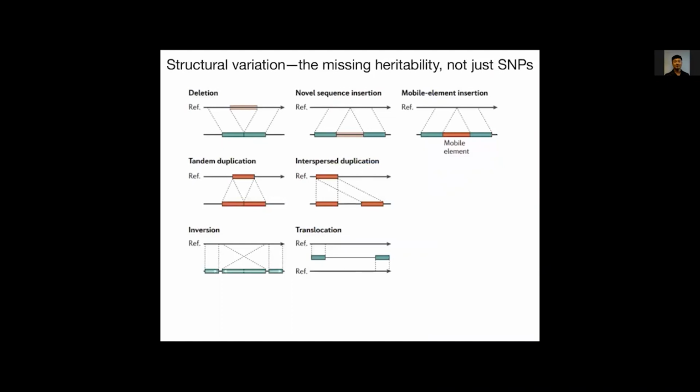These structural variations come in different forms, like deletions, insertions, tandem duplications, interspersed duplications, inversions, and translocations. So they actually affect the karyotype. These variations exist in the populations within a species, but through time they will be fixed, and then evolve to be a separate species.